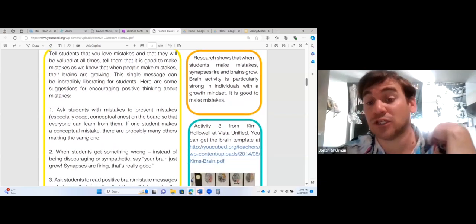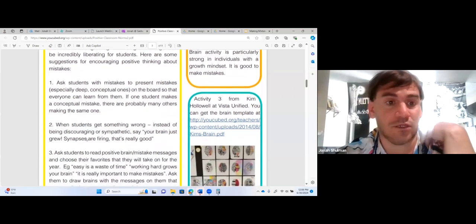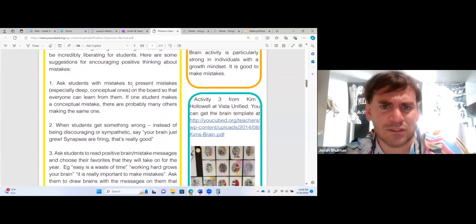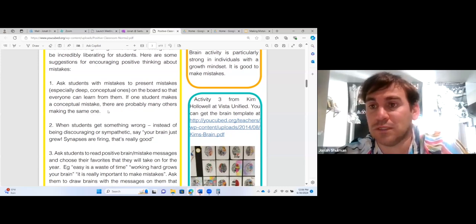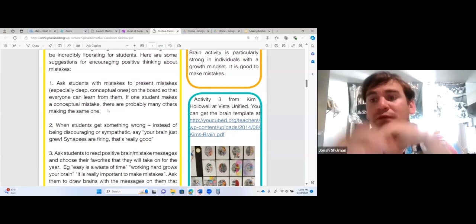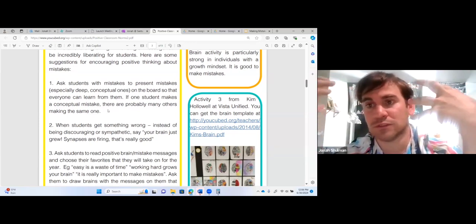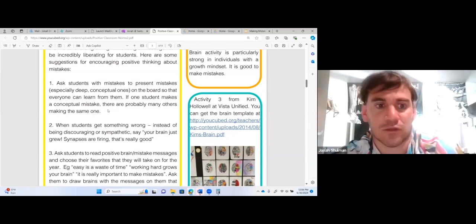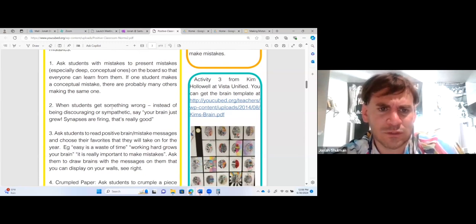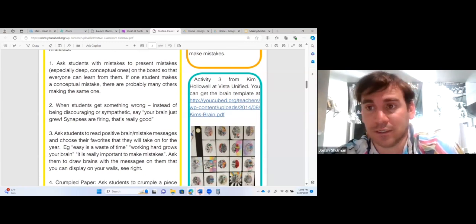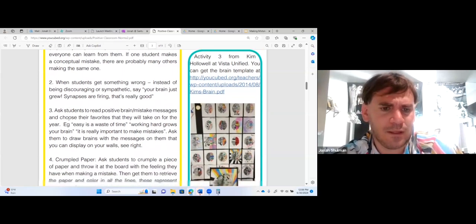So this is actually how you can do it in your classroom, which I think is great. With mistakes, present them on the board so everyone can learn from them. If one student makes a conceptual mistake, there are probably many others making the same one. So say, this is the hardest part of the problem. Really emphasize how useful it is that we're seeing this mistake and we can all address it together. When students get something wrong, instead of being discouraging, say your brain just grew. So change the mindset: if you make a mistake, this is something that's useful for you.